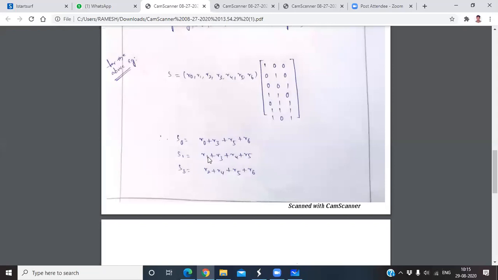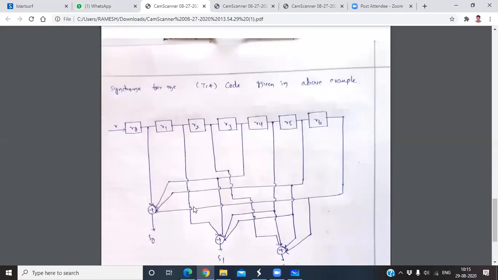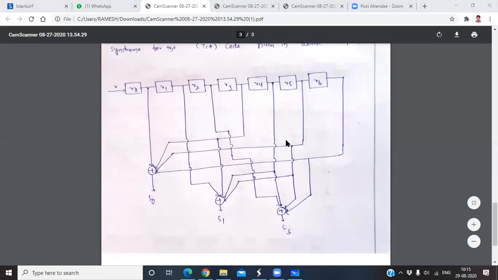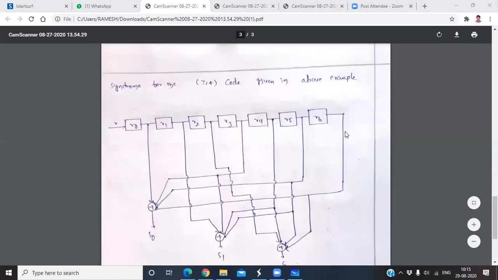Based on this equation, first draw the syndrome circuit in your notebooks on your own. After that, you can check. S0, S1, S2. S0 equal to R0 into 1, R3, R5, R6. R1, R3, R4, R5. R2, R4, R5, R6. See, finally, this is the diagram: the syndrome for the 7,4 code given in the above example.